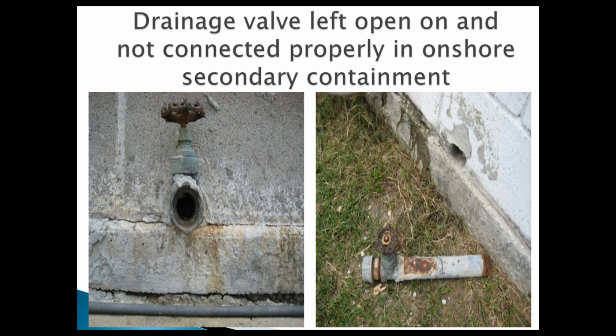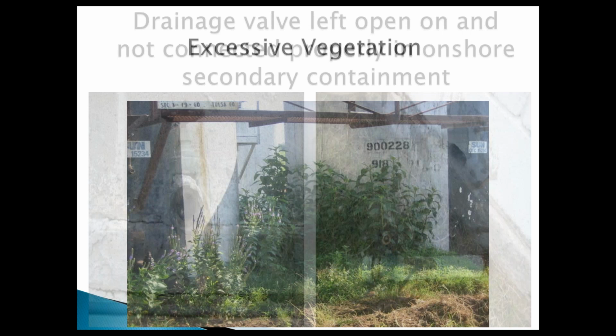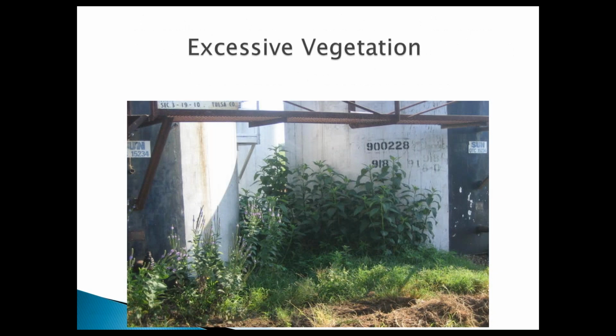That means they have no containment. You're beginning to see a pattern here. A containment structure with a hole in it is no longer containment. We see this a lot. This is in the upstream production areas, but you see it downstream.